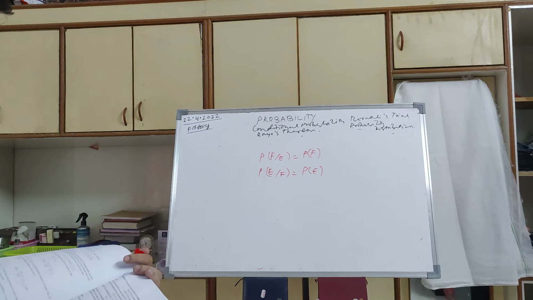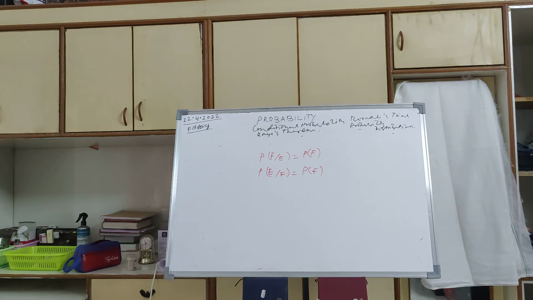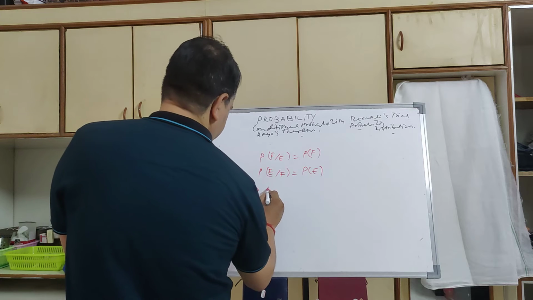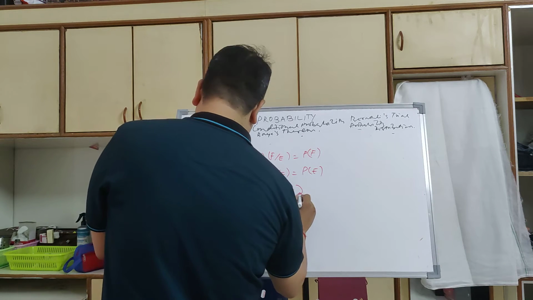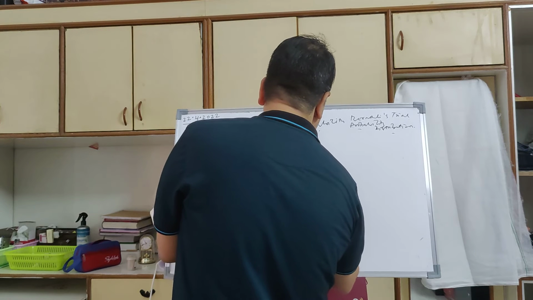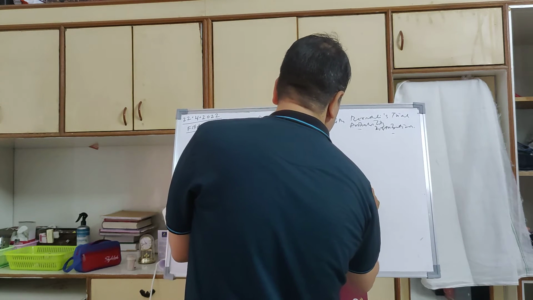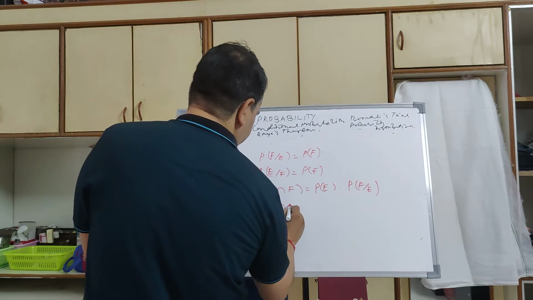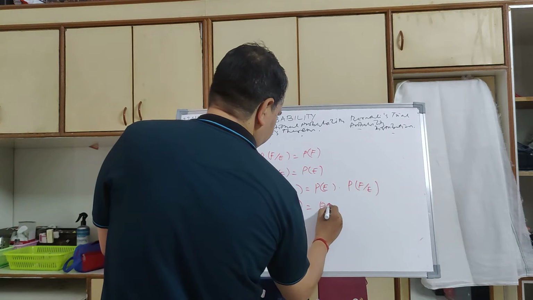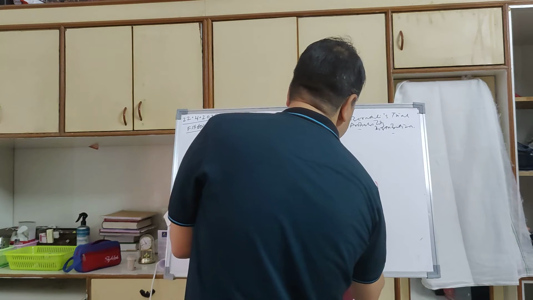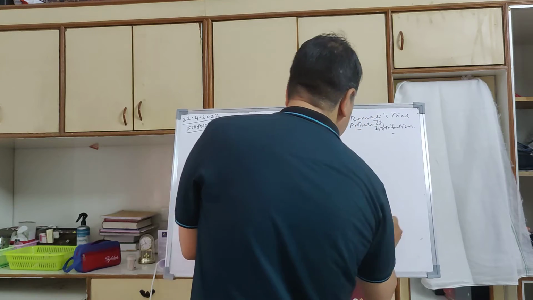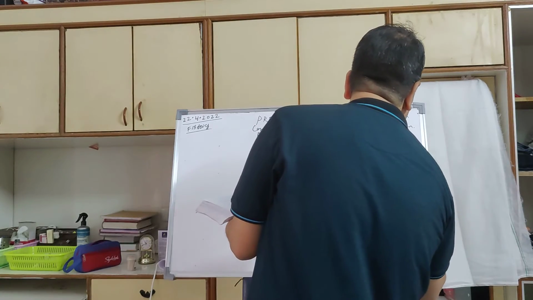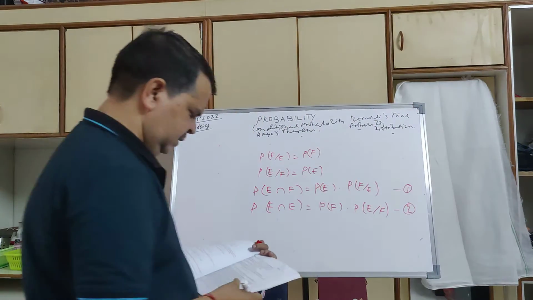Now, by the multiplication rule of probability, we know P of E intersection F is equal to P of E into P of F given E, right? This is the multiplication rule, which we have just studied. Then P of E intersection F is also equal to P of F into P of E given F. These are the multiplication rules; this is 1, this is 2.